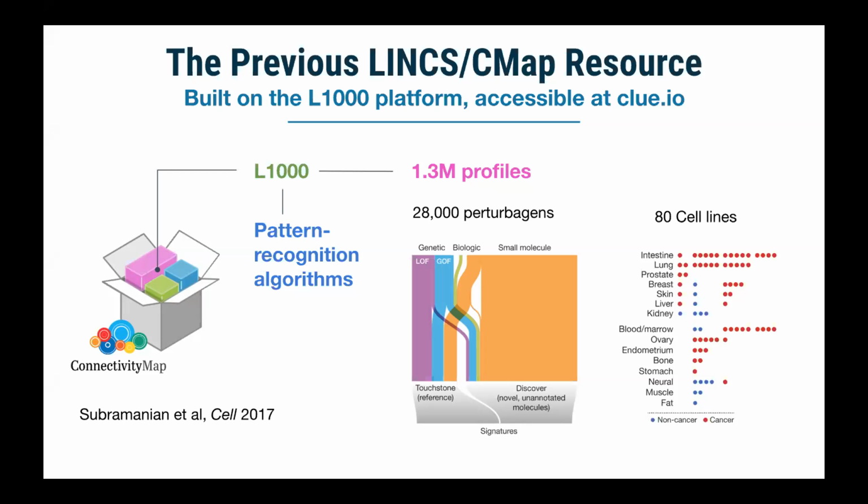It was about 1.3 million gene expression profiles across about 28,000 different perturbagens and around 80 different cell lines. And this was released back in 2017. And so there were sort of two large partitions of this data set, as the graphic in the center illustrates. The one on the left is what we call Touchstone. That's sort of the main reference data set where all the perturbations are well annotated in some way.